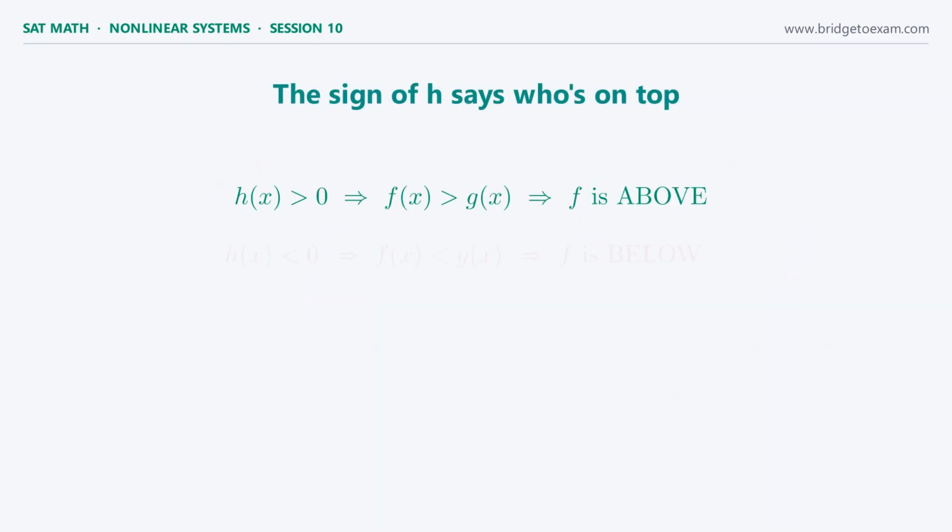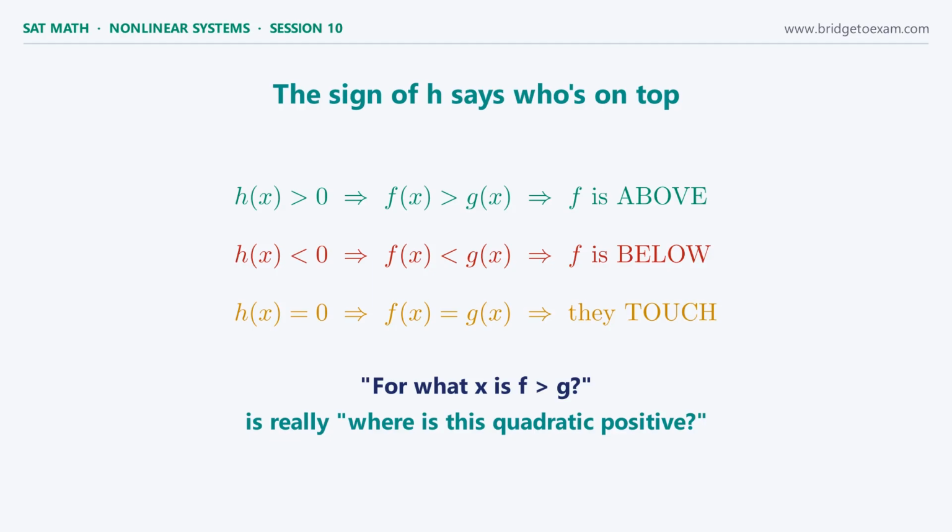Now the difference function does something extra that's even more useful. It doesn't just tell you where the graphs meet. It tells you which one is on top. Think about it. If h of x is positive, then f minus g is positive, which means f is bigger than g. So f is above g at that x. If h of x is negative, then f is below g. And if h is 0, they're touching. So the sign of the difference function is a complete map of who's winning at every x. This is why questions like, for what values of x is f greater than g, are really just questions about where a quadratic is positive.